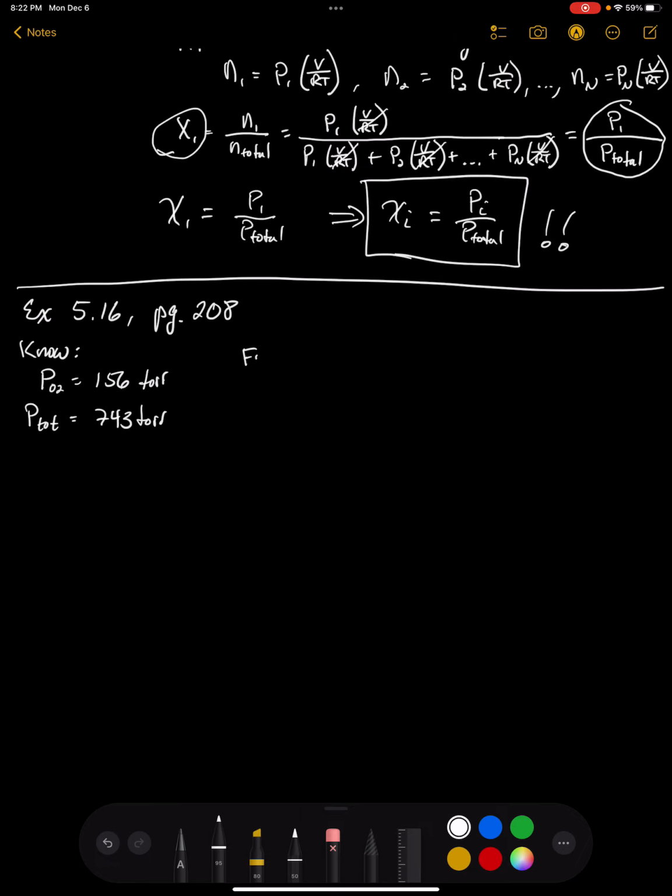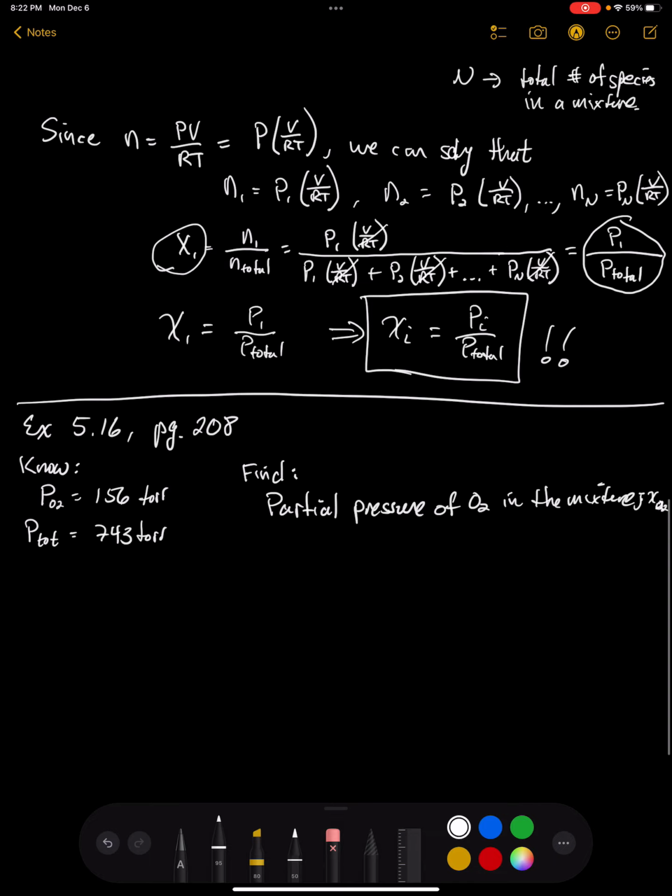Okay, so that's what we know, and what we're asked to do is to find the mole fraction of oxygen in the mixture. And that is, of course, X sub O2. All right, well, using this equation that we wrote up here, Xi is equal to Pi divided by P total. That would be our model.